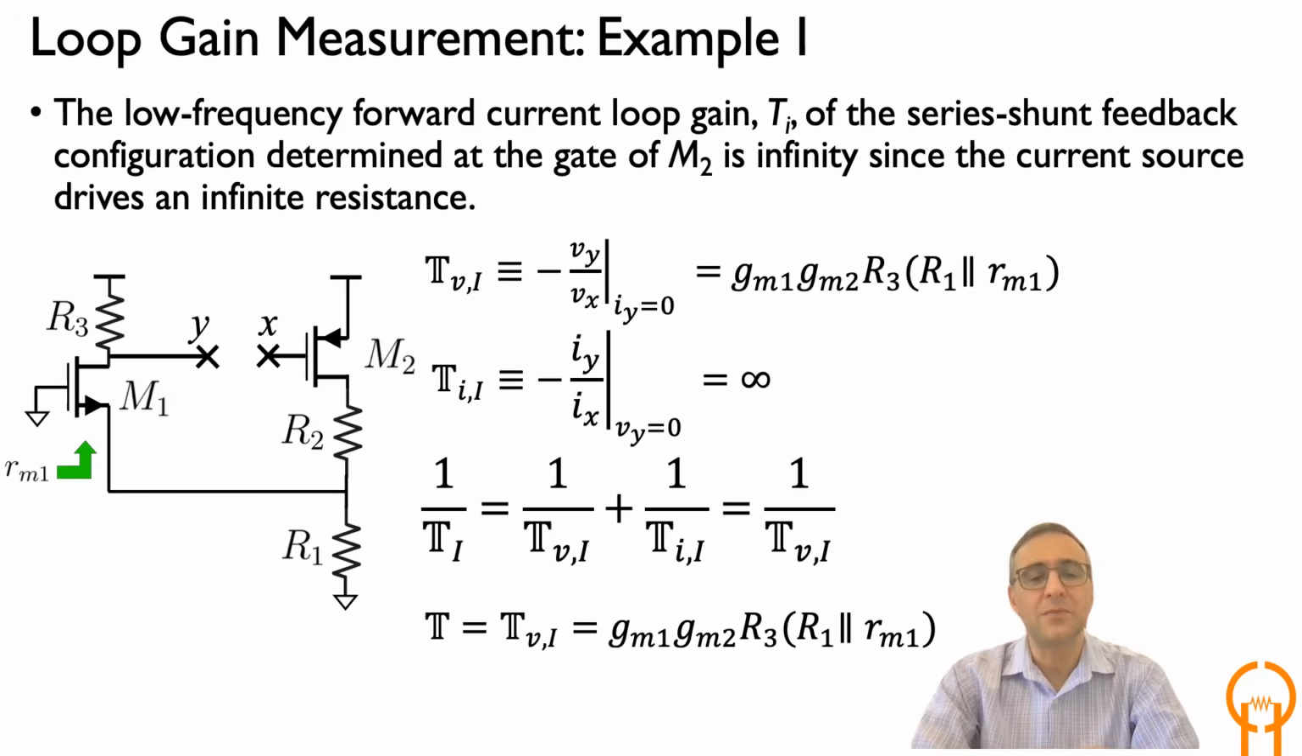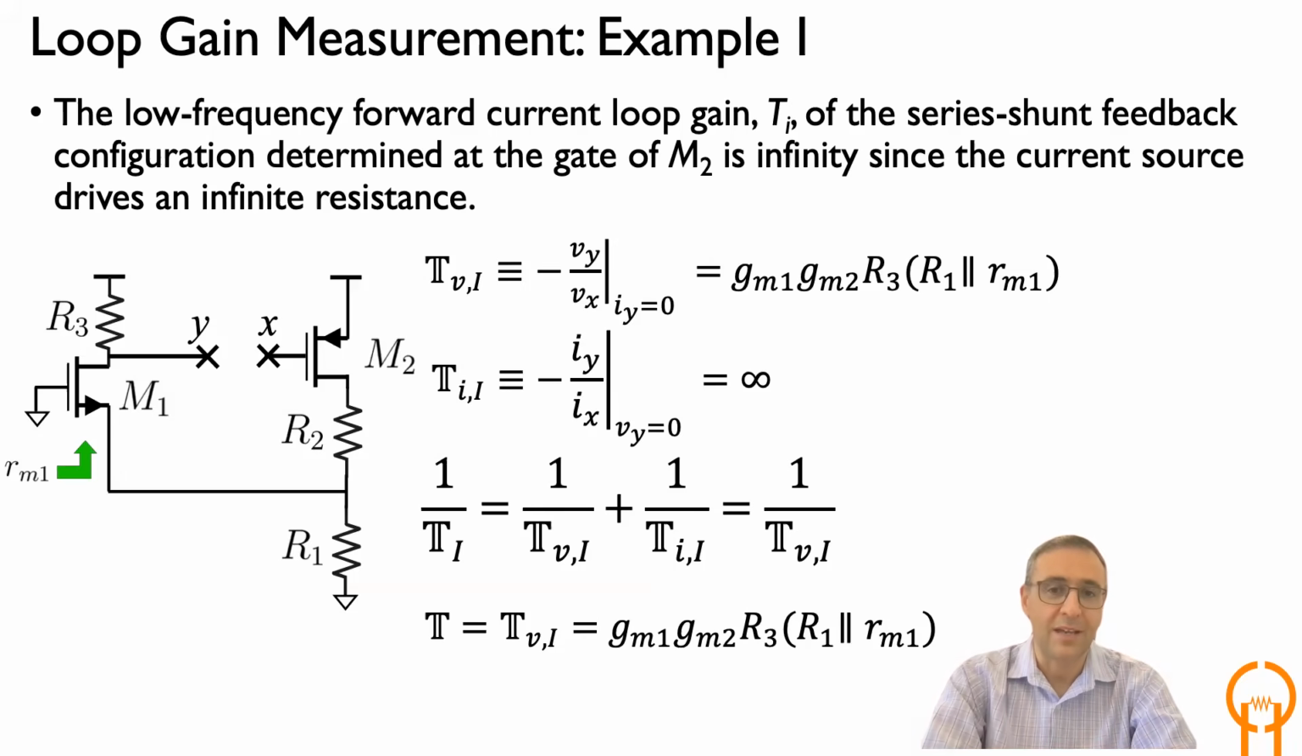The first example is where we break it at the gate of M2. In this case, if you apply a voltage and measure the voltage, you see this relationship. You can easily see that if you apply a Vx at X and measure the voltage Vy that comes back, it's a very simple circuit calculation. It's going to be gm1, gm2, R3 times R1 parallel r_o of M1.